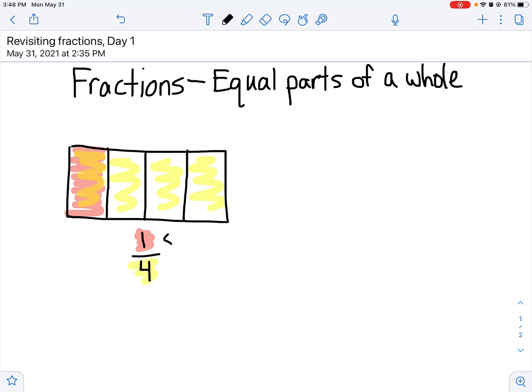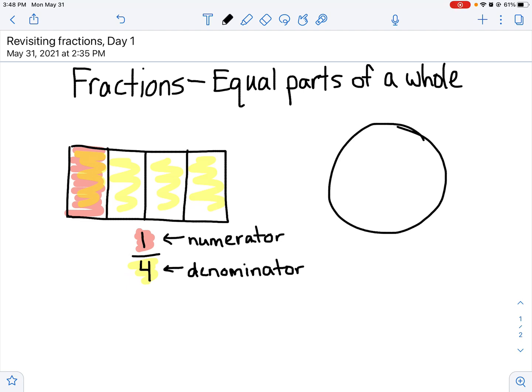Just a reminder, the top number is called your numerator. The bottom number is called your denominator. The top number tells you what portion or what part of the whole you're talking about. The bottom number tells you how many parts the whole is broken into. So if I look at a circle that I partition into thirds here, and if I shade 2 of them, I have 2 parts shaded out of 3 total parts. So this is called 2/3.